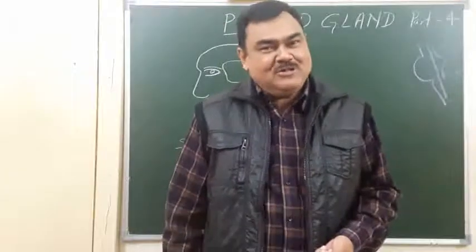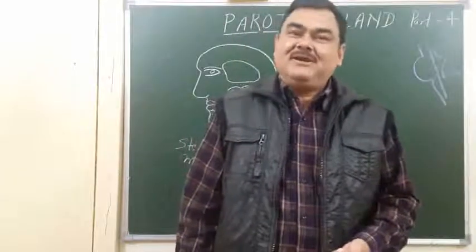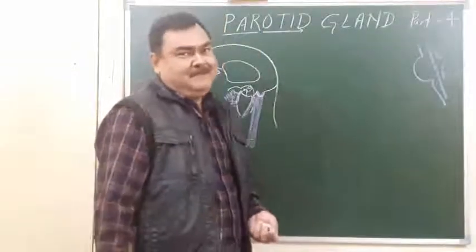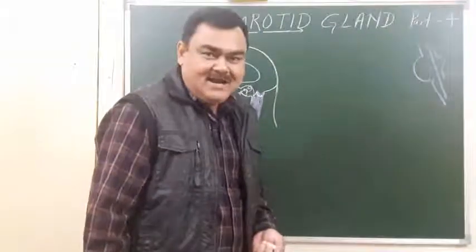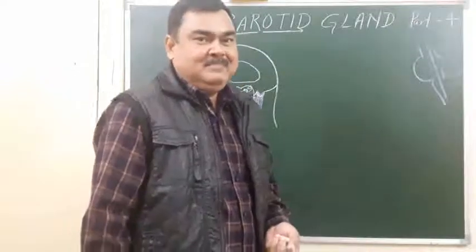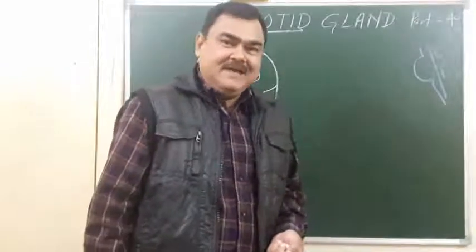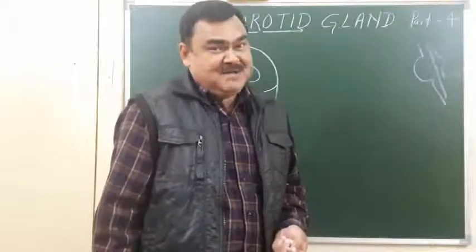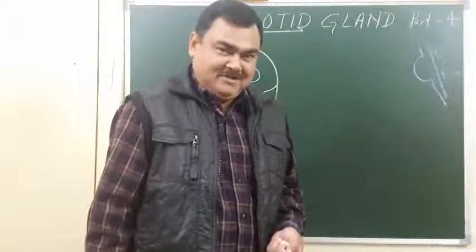Now we'll discuss part 4 of the parotid gland. In this section, we'll discuss the nerve supply. The parotid gland is supplied by 3 types of nerve: sensory nerve, parasympathetic, and sympathetic nerve.